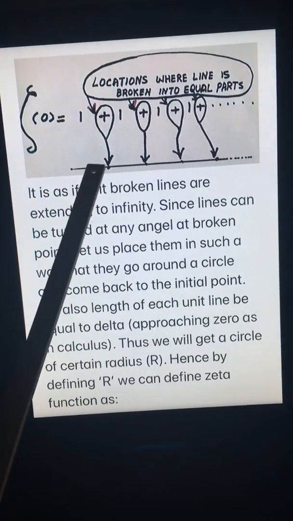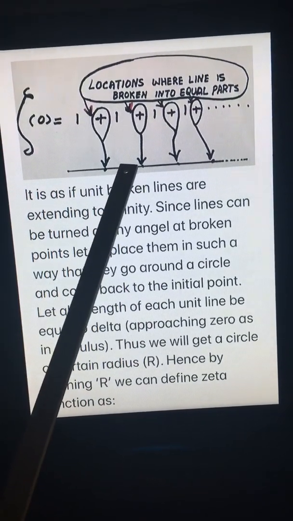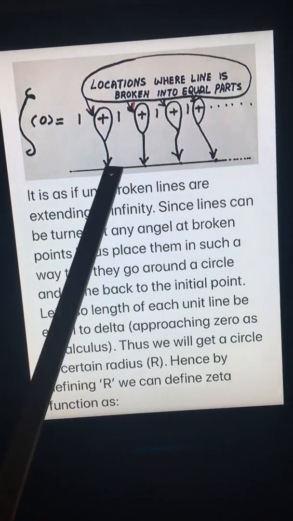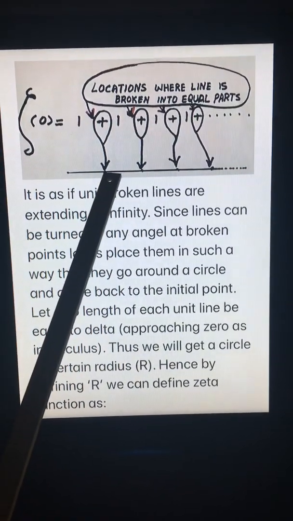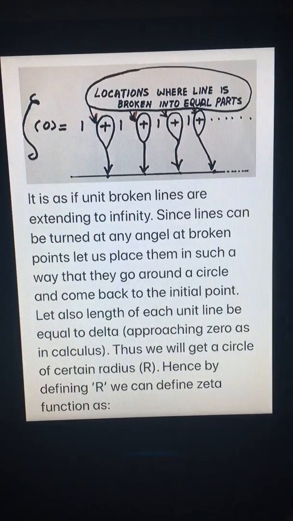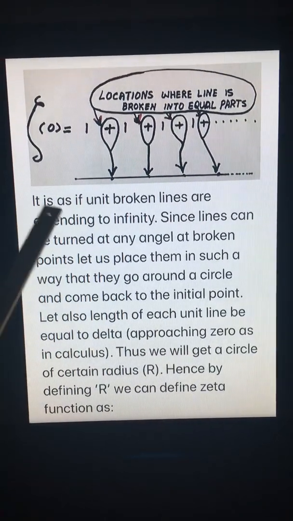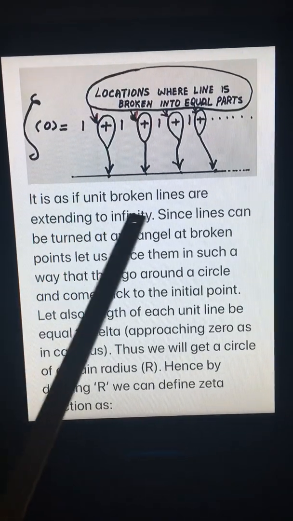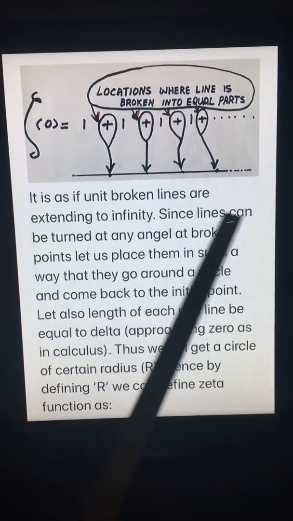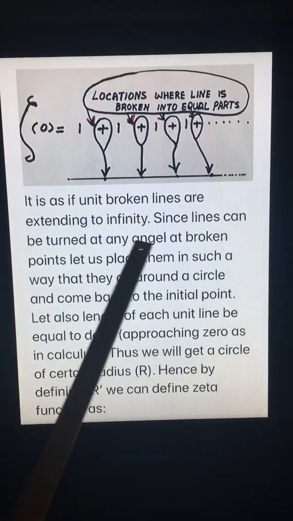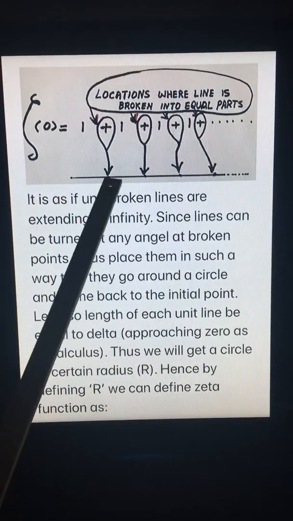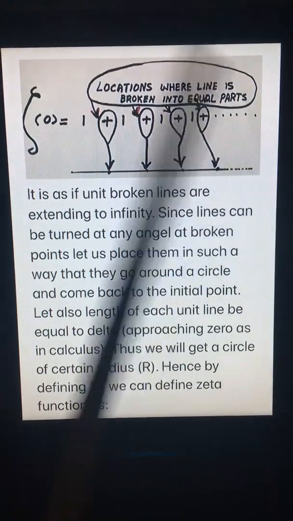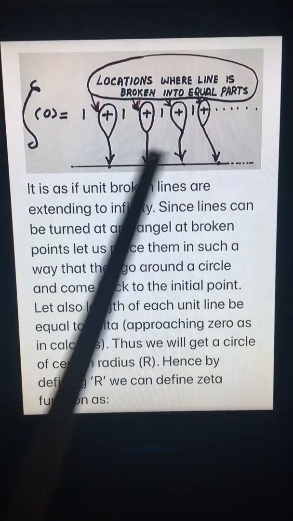So these are lines of unit length, and unit length, and unit length, but these lines are broken. So this goes from here, here and so on up to infinity. It is as if the unit broken lines are extending to infinity. Since the line can be turned at any angle at broken points, these lines can be turned at these broken points at any angle.